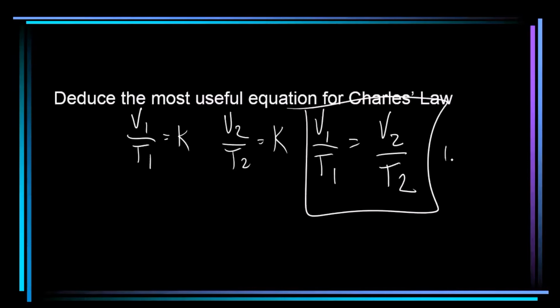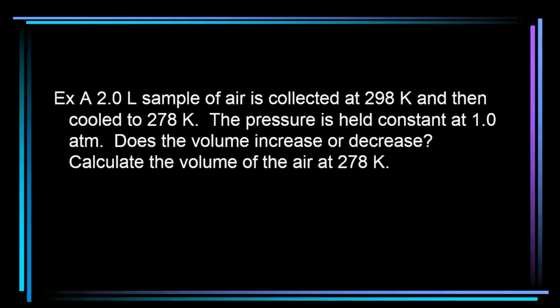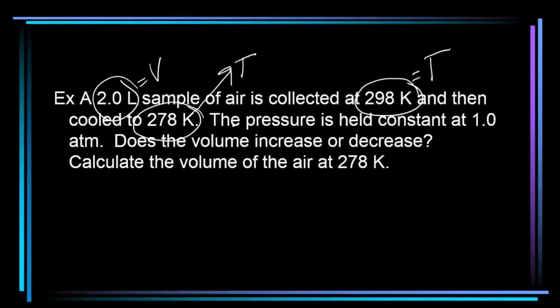If pressure is constant, something has to stay the same. 3 levels of difficulty here. Level number 1. This is as easy as they get. A 2-liter volume is collected at 298 K temperature. It's cooled down to 278 K temperature. The pressure remains constant, so that means we can cross it out.